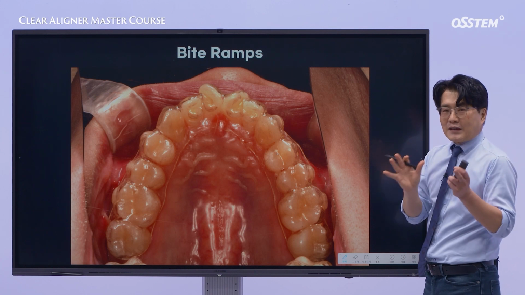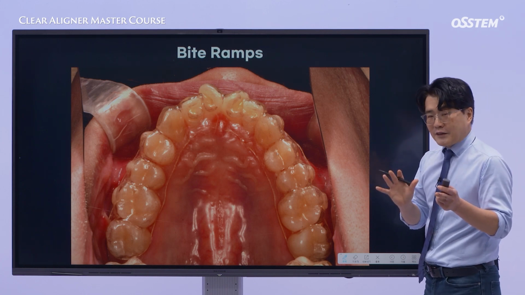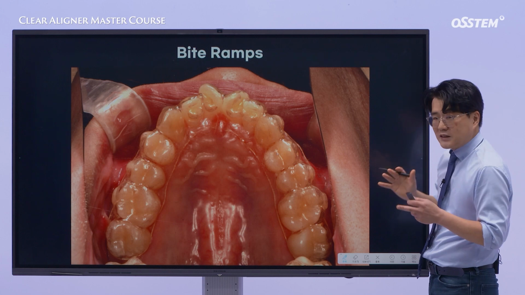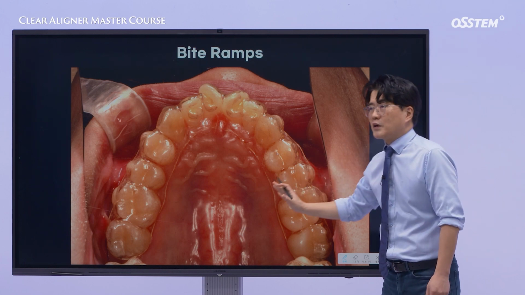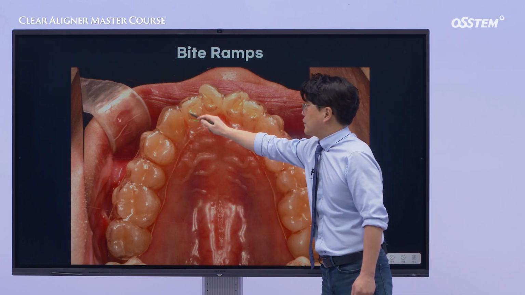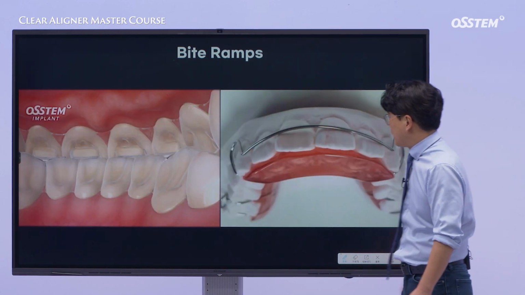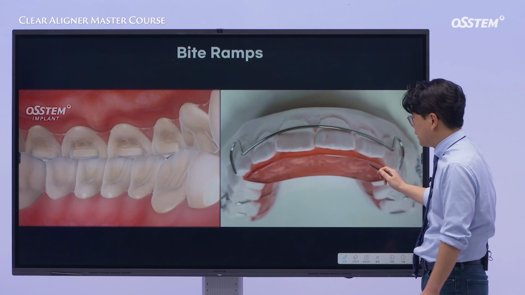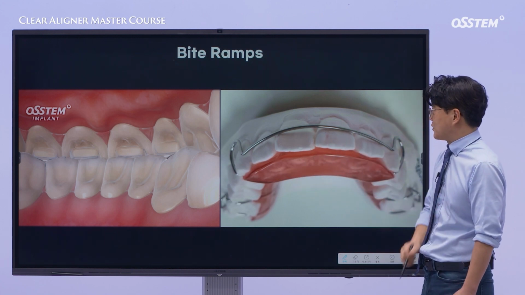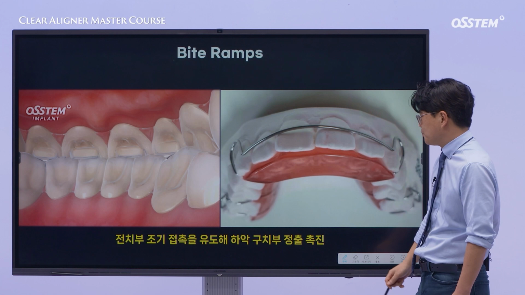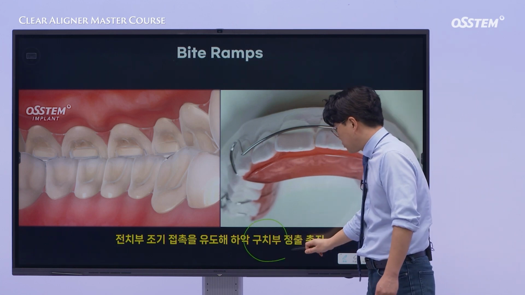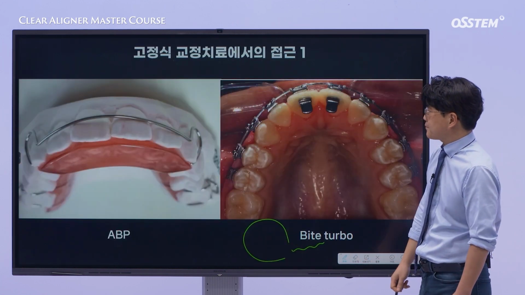In fixed orthodontics, devices such as an anterior bite plate are used, whereas in clear aligner treatment, bite ramps are used to manage deep overbite. You can think of it in this way. It plays a role similar to an anterior bite plate in fixed orthodontics. It helps promote extrusion of the mandibular posterior teeth.